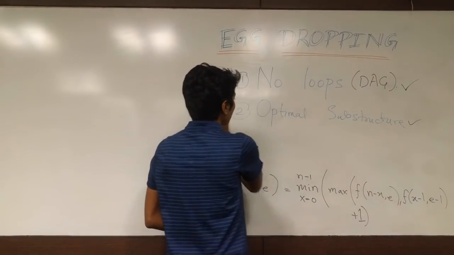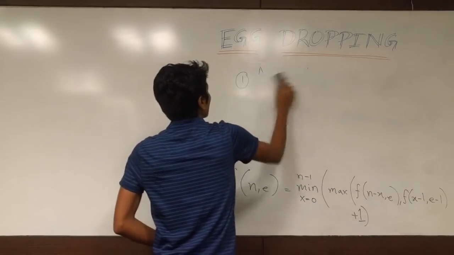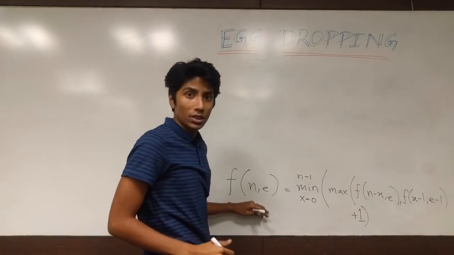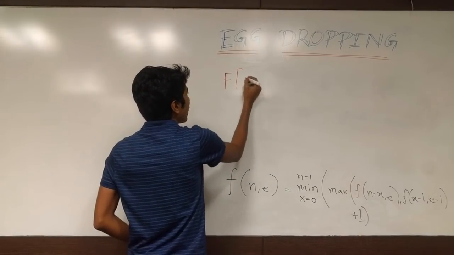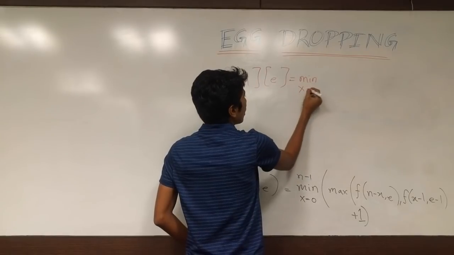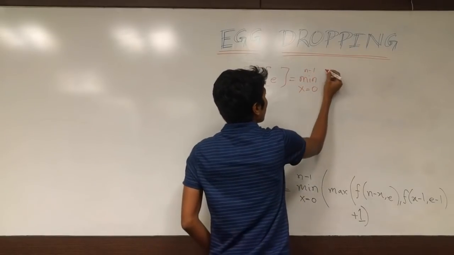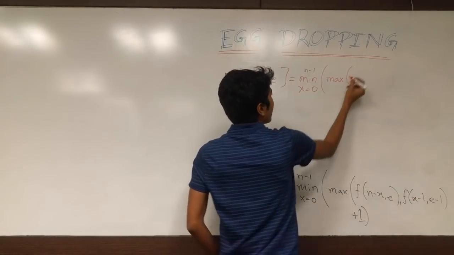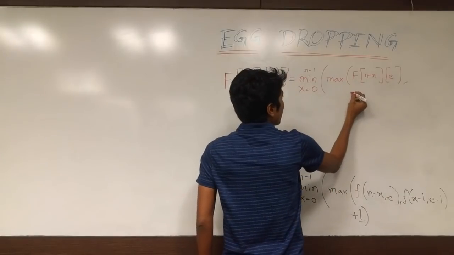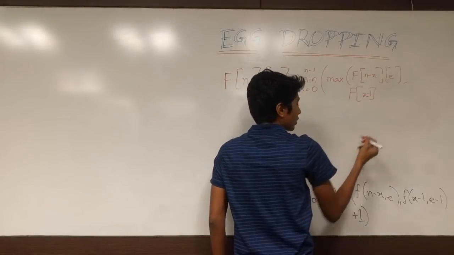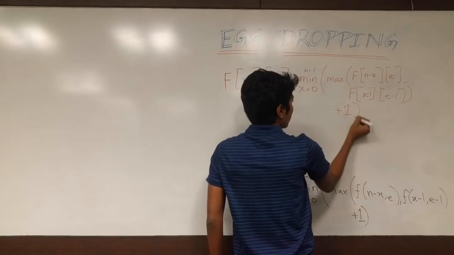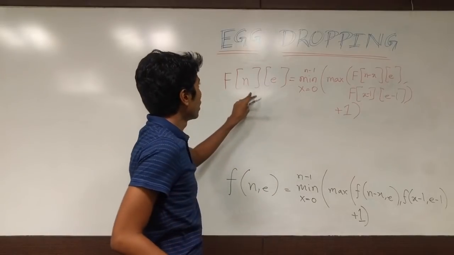How? Well, one of the simplest and best ways to do dynamic programming is the bottom-up approach. So we take this solution and store, for every N and E, the minimum over X ranging from 0 to N minus 1 of the maximum of F of N minus X, comma E, and F of X minus 1, comma E minus 1. So this is the row and column number, and you'll be storing these and adding 1, which is 1 try, and this is your solution for any given N and E.